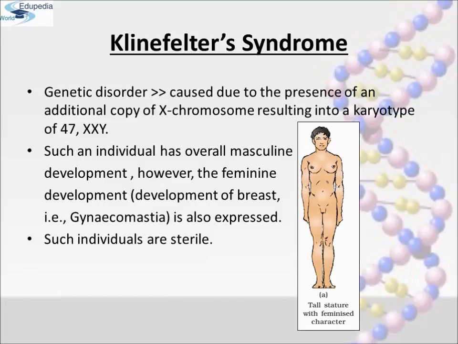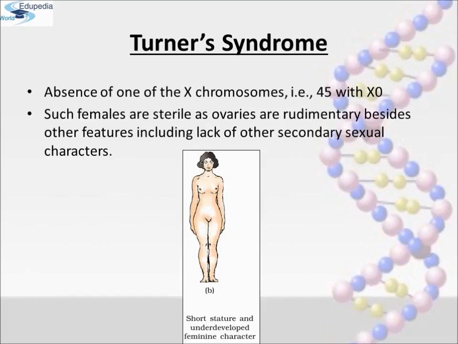Turner syndrome. Such a disorder is caused due to the absence of one of the X chromosomes, that is 45, XO. Such a female is sterile as the ovaries are rudimentary, besides other features including lack of other secondary sexual characters. In the picture you can see a short stature and underdeveloped feminine character of a Turner syndrome patient.